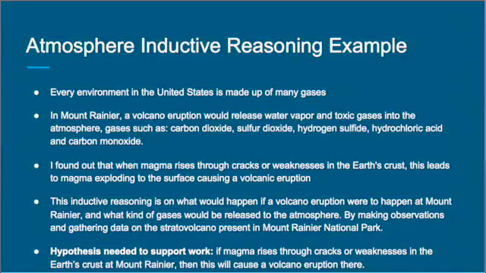If magma rises through cracks or weaknesses of the Earth's crust in Mount Rainier, then it will cause a volcano eruption there.